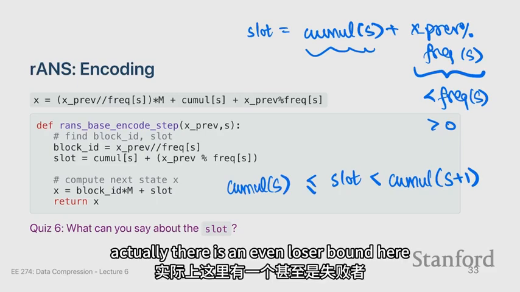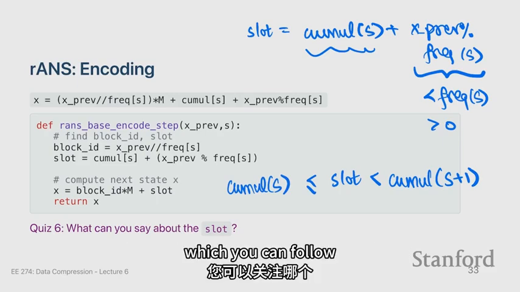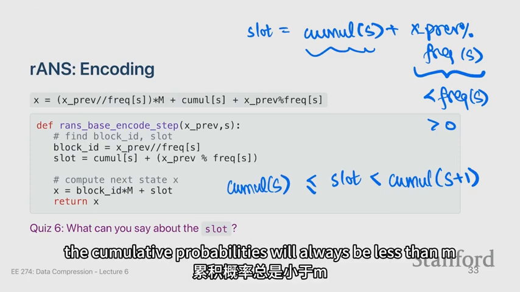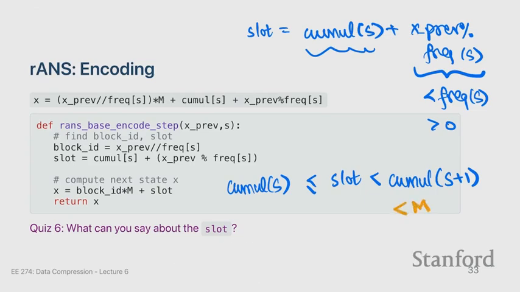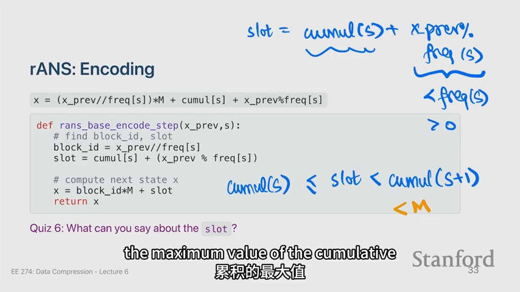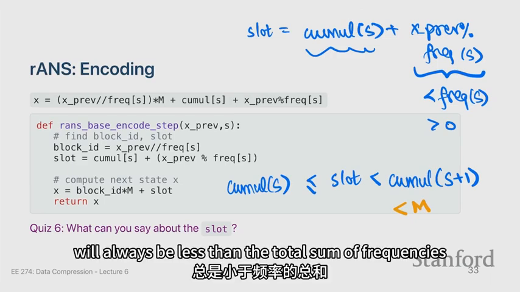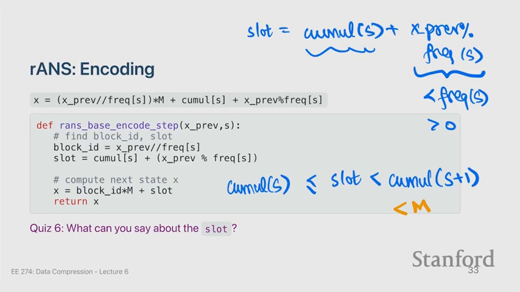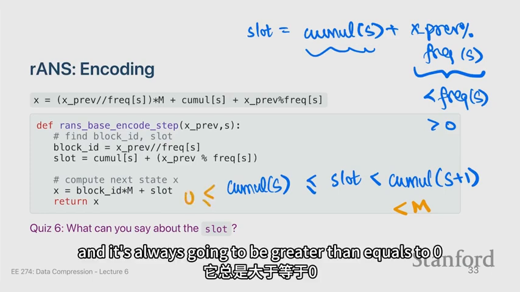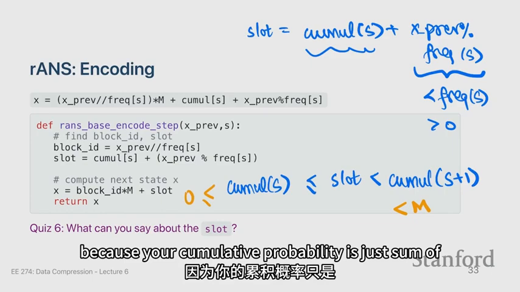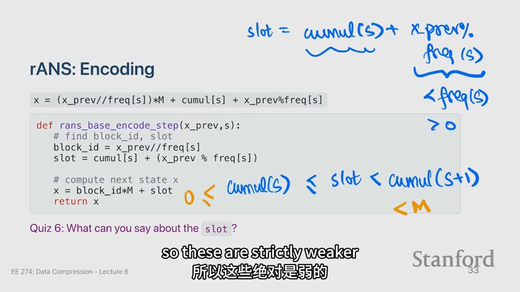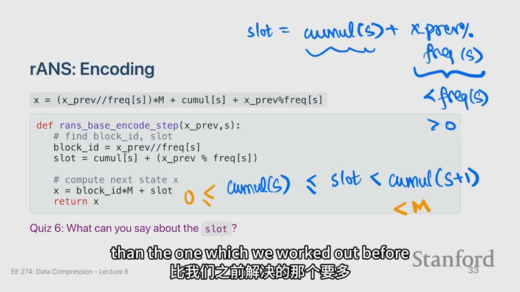Actually, there is an even looser bound which you can follow, which is that the cumulative probabilities will always be less than m. The maximum value of the cumulative will always be less than the total sum of frequencies, because it's always going to miss the last symbol. And it's always going to be greater than or equal to 0, because your cumulative probability is just a sum of positive numbers. So these are strictly weaker than the one which we worked out before.